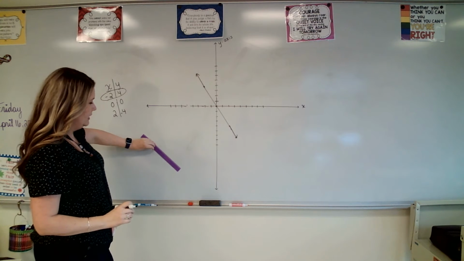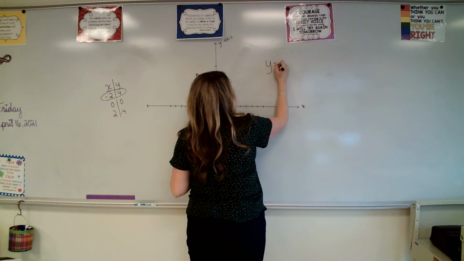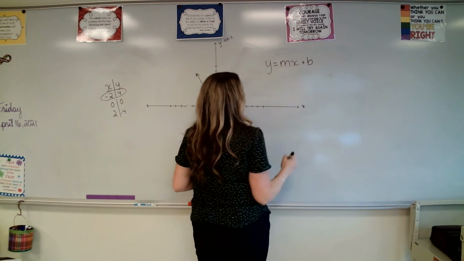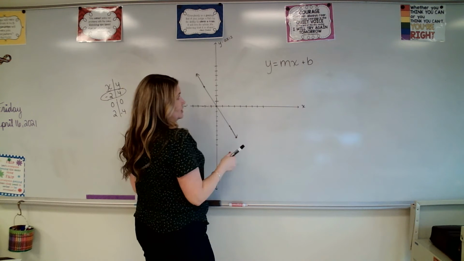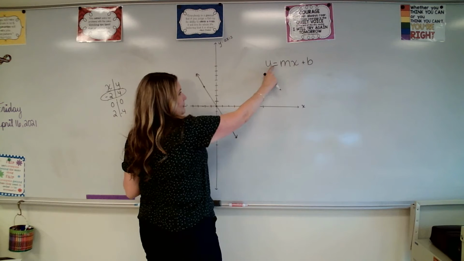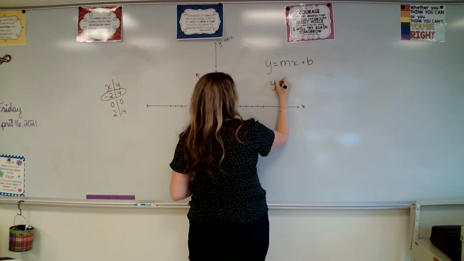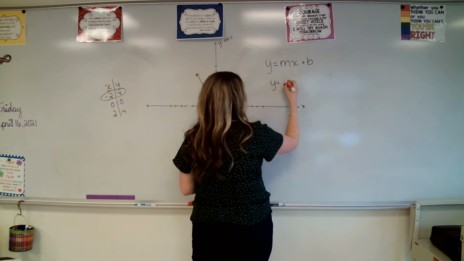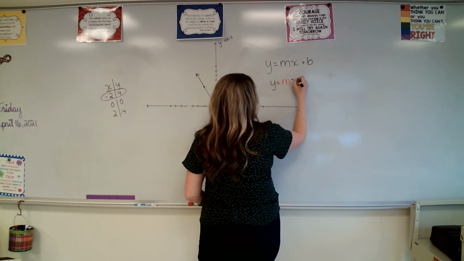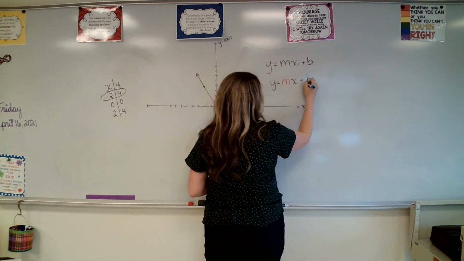So I need to figure out the equation of this line. I know it's going to be y equals mx plus b. My y and my x are going to change because every point on this line can work. My m, let's see, I'm going to rewrite this where we can sub in the values as we find them. So when we find the m, we'll sub it in, and when we find the b, we'll sub it in.